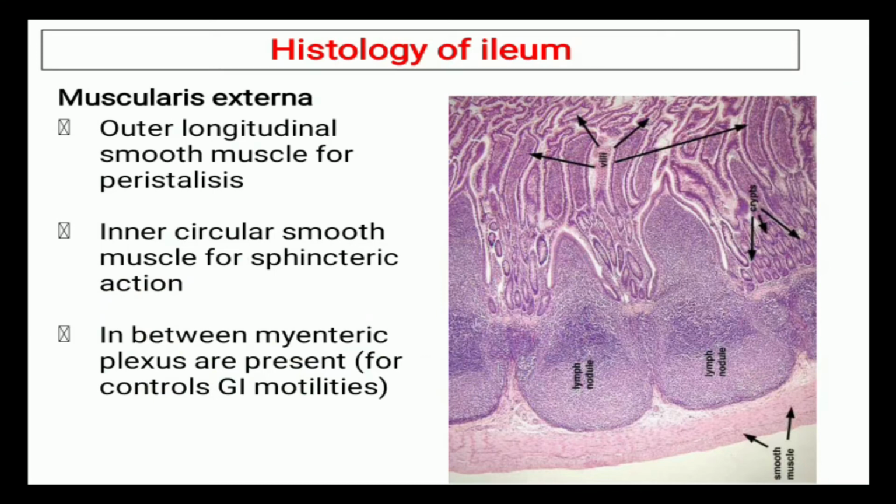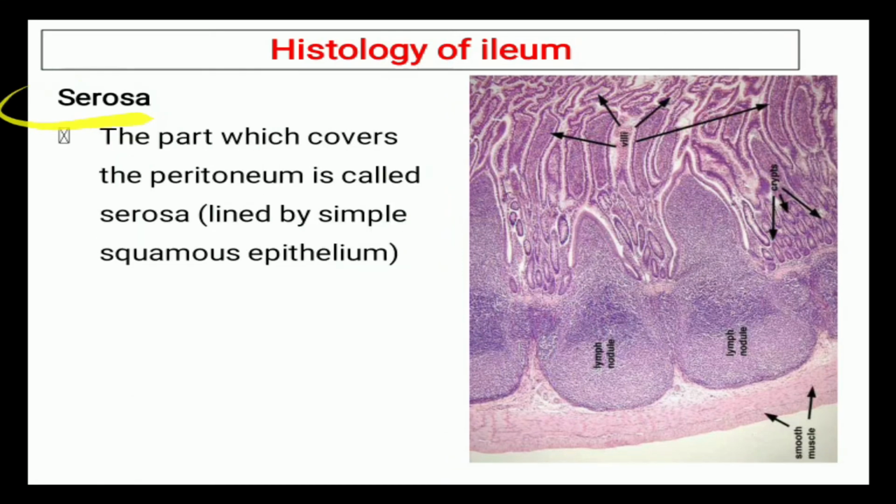As you know, it has the outer longitudinal smooth muscle layer, which helps in the peristalsis, and the inner smooth muscle layer for the sphincteric action. Remember these two muscles and don't get confused with the muscularis mucosae of the mucosal membrane. In between these two muscles, there is a plexus called the mesenteric plexus or Auerbach's plexus, which helps in the GI motility. The last layer of the ileum is the serosa.